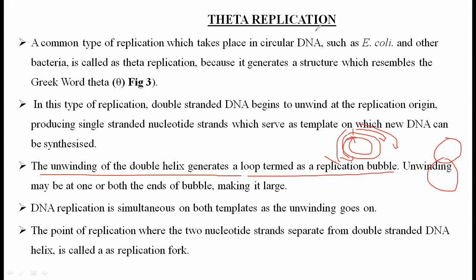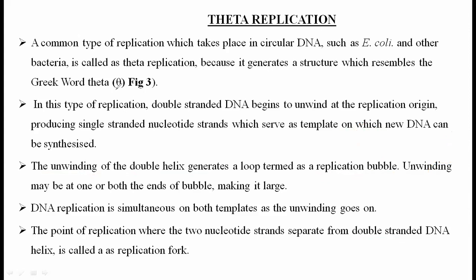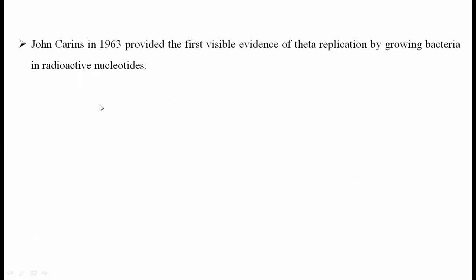This is difficult for you guys to understand, so before you get bored, I will directly go to the diagram, theta replication. And let me tell you, it was John Cairns who first provided the visible evidence of theta replication by growing bacteria in radioactive nucleotides. Remember that. Okay, John Cairns. He grew bacteria in radioactive nucleotides where he could continuously monitor the different nucleotide strands.